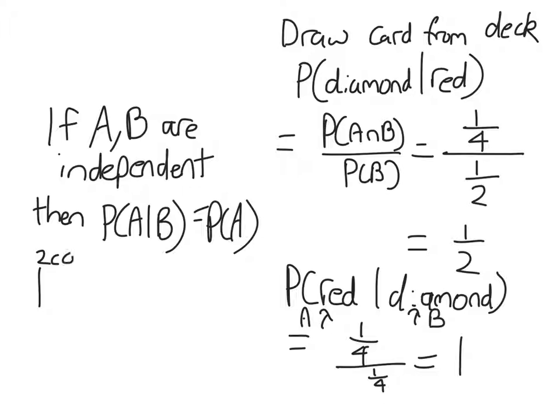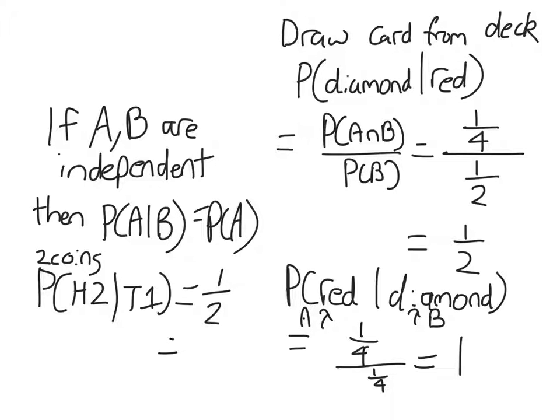So I'm going to toss 2 coins, okay? Now I want to know what is the probability I get a head on the second coin, given that I got a tail on the first coin, okay? Now that, of course, getting a tail on the first coin doesn't affect what I get on the second coin. They're independent, so the probability I get a head on the second coin is still going to be a half, which is just the probability of heads, okay? So that's only for independent events.